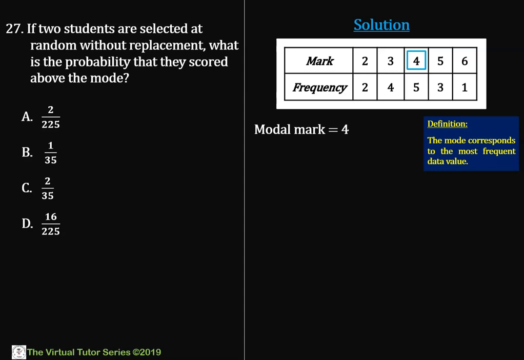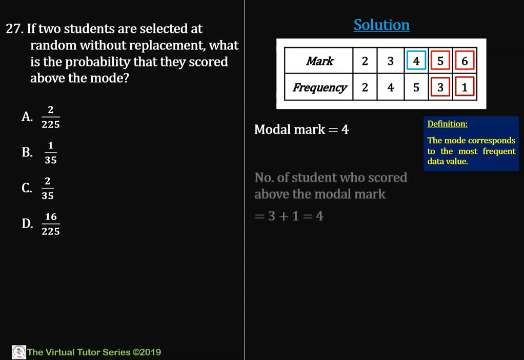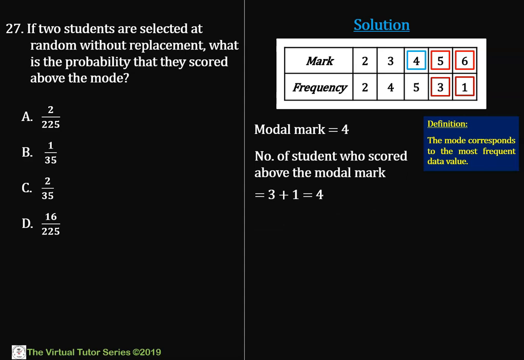The marks that are above the mode are 5 and 6, with corresponding frequencies of 3 and 1, respectively. Therefore, the number of students who scored above the modal mark is 3 plus 1, which is 4. The total number of students, or total frequency, is 2 plus 4 plus 5 plus 3 plus 1, which is 15.